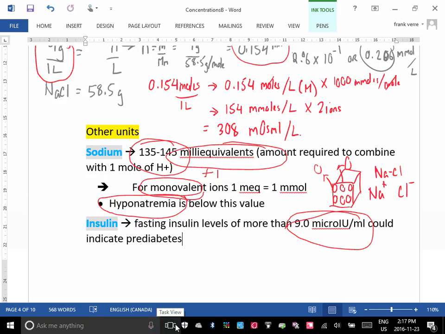Anyway, so those are some examples of different concentrations, but we are going to focus on the ones with moles per liter. That's the one that we're going to focus on.